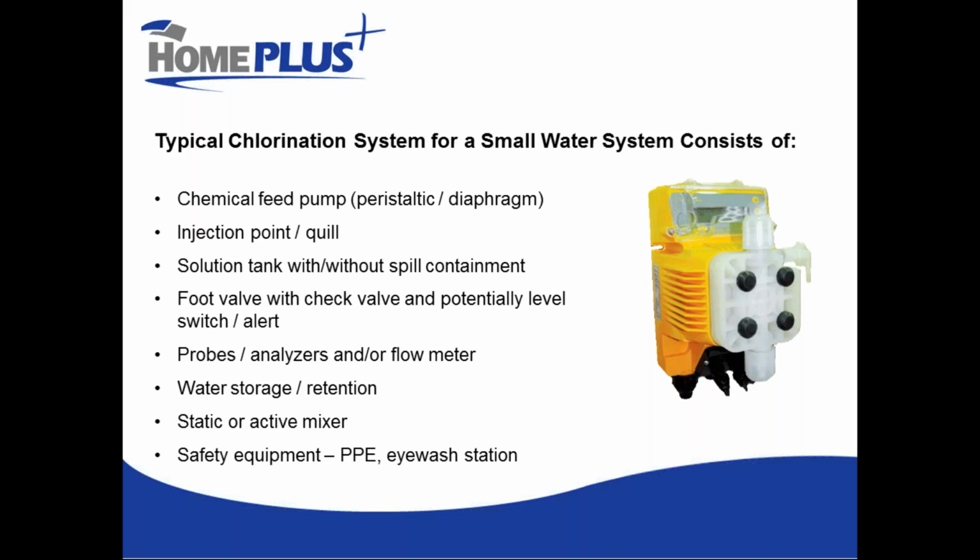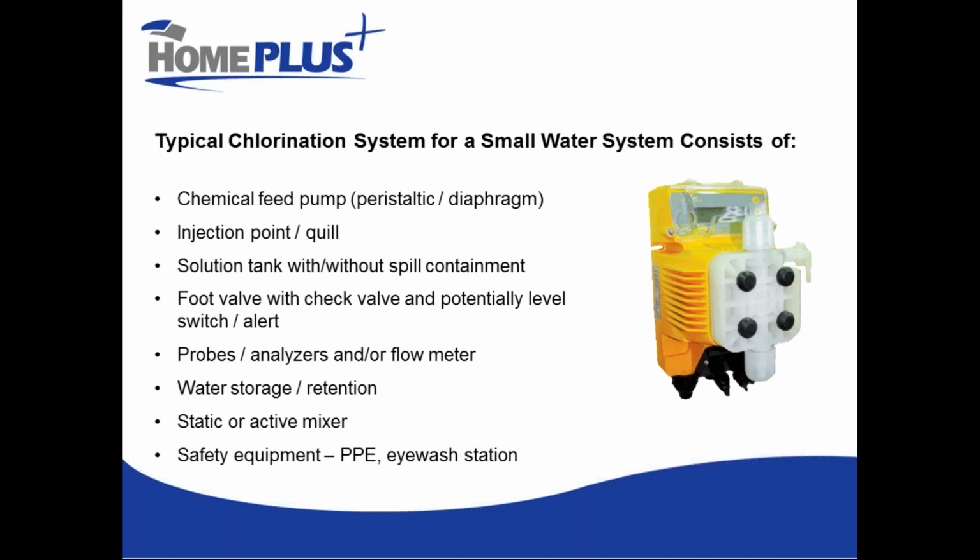So the chemical feed pump is the actual pump that injects the chlorine. It'll usually either be peristaltic or a diaphragm pump. A peristaltic pump usually has a little tube that gets squeezed by a roller, and it simply pushes the chemical into the line. And a diaphragm metering pump actually sounds like it's pulsing, and it's actually squeezing a little diaphragm to inject the solution into the line.